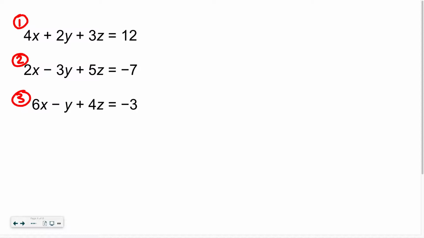I probably wouldn't choose Z's because 3, 4, and 5 don't share any common factors. So I like X's better than I like Z's. Why do I like Y's best of all? There's some that are negative, there's some that are positive. What else is really wonderful about one of those Y's? Its coefficient is 1 or negative 1.